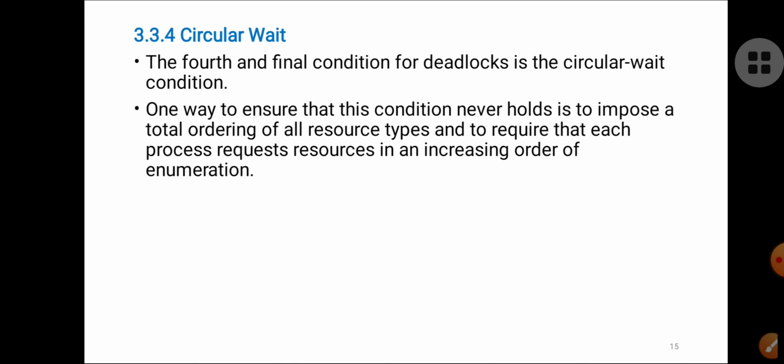Fourth one is circular wait. The fourth and final condition for deadlocks is the circular wait condition. One method to assure that this condition never holds is to put a restriction on a total ordering of all resource types, and to require that each process requests resources in an increasing order of enumeration.